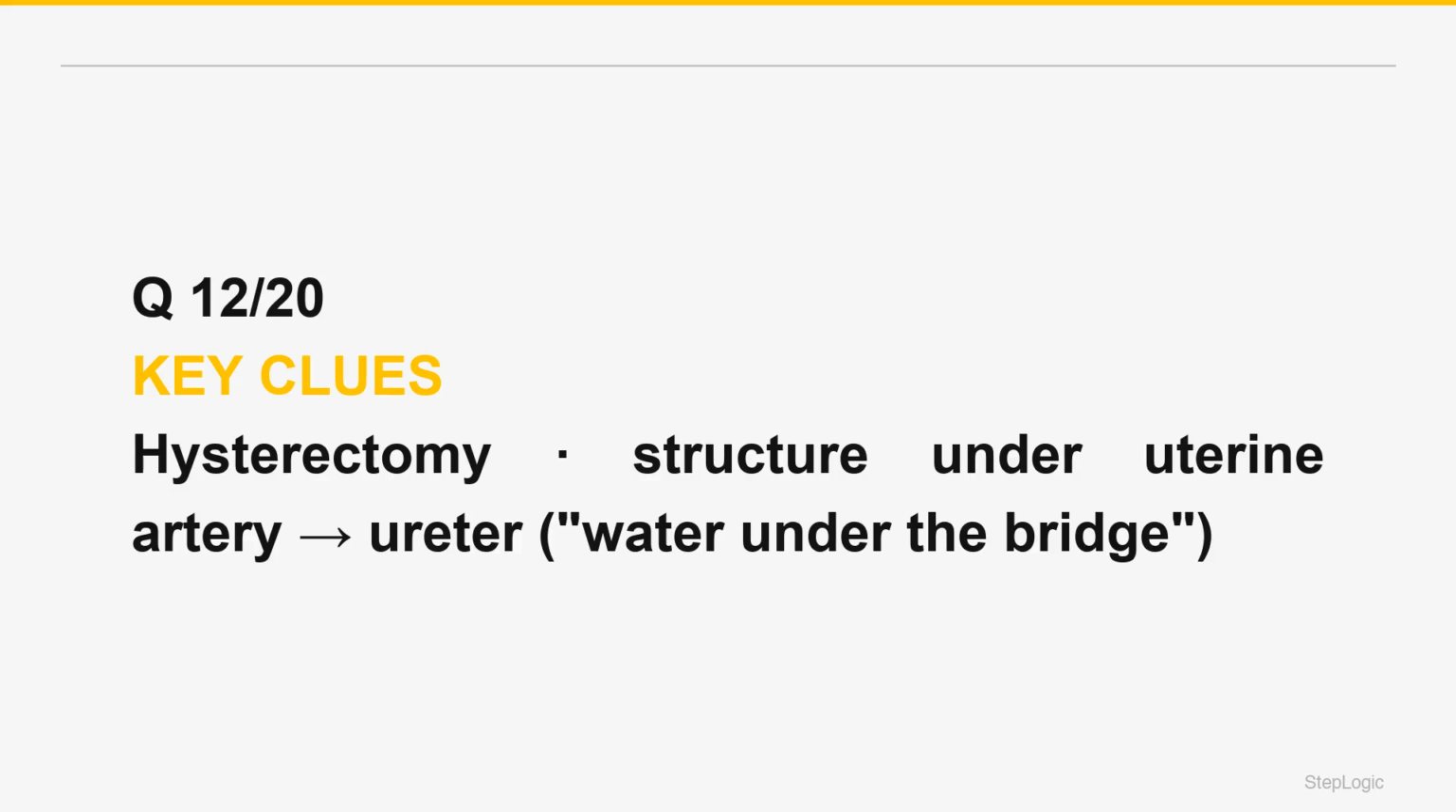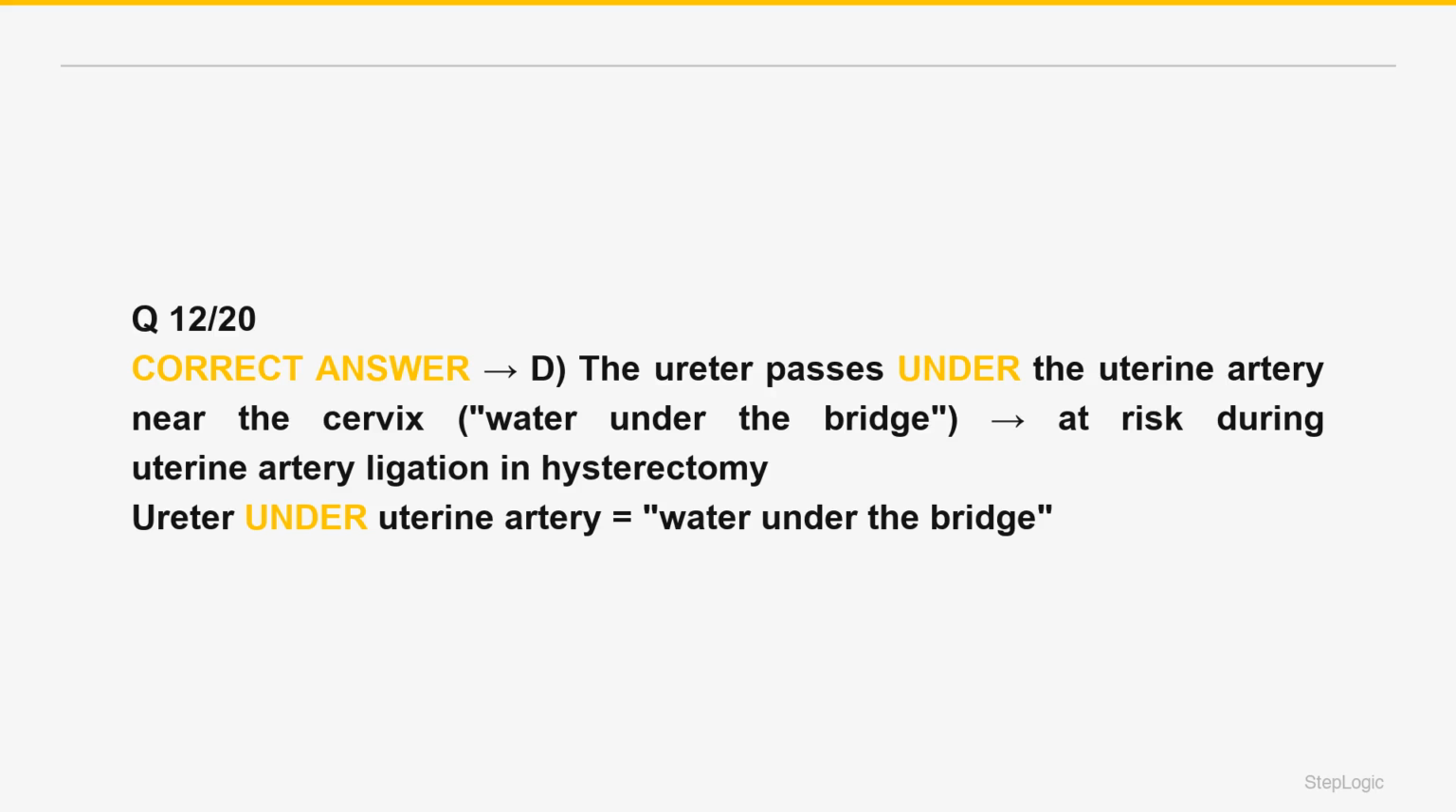The structure at risk is the ureter. The classic, heavily tested anatomical relationship is water under the bridge: the ureter, carrying water, urine, passes beneath the uterine artery, the bridge, as it approaches the bladder, near the level of the cervix, about 1 to 2 cm lateral to it. This crossing point is exactly where the surgeon ligates the uterine artery during a hysterectomy, so the ureter can be accidentally clamped, ligated, or cut if not carefully identified.